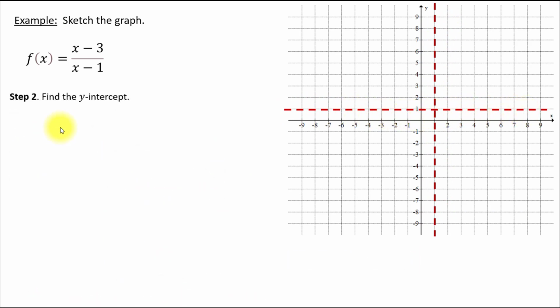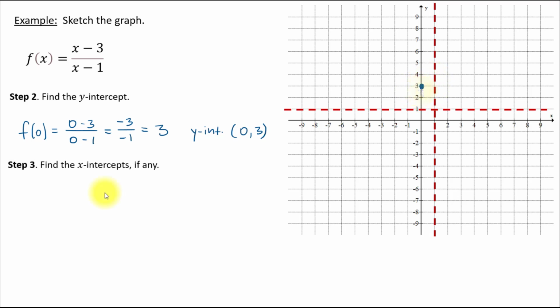In step 2, we're going to find the y-intercept. For that, we need to plug 0 into the function for x. In other words, we need to find f of 0. It's 0 minus 3 over 0 minus 1, which gives us positive 3. So the y-intercept is the point 0, 3. And here's this point.